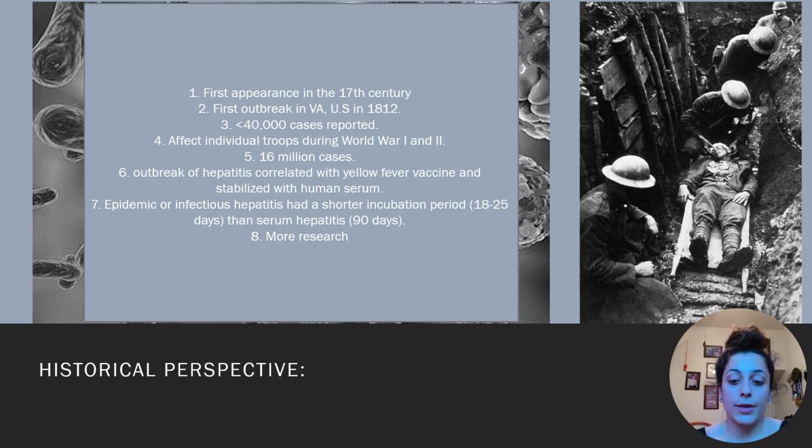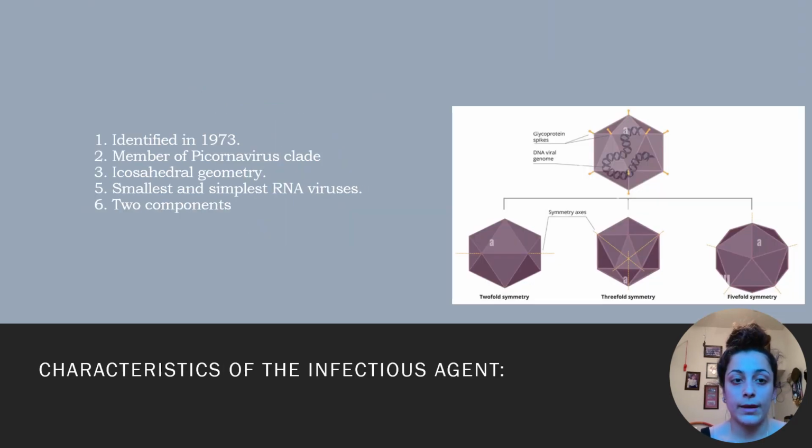The researchers found that one form of hepatitis had a shorter incubation period of around 18 to 25 days than another form, which had a longer incubation period of around 90 days. And so the studies revealed that some soldiers who had immunity to hepatitis were still able to develop a second infectious hepatitis. And the findings ultimately led to the development of the terms hepatitis A, which was previously known as infectious hepatitis, and then hepatitis B, which was previously known as serum hepatitis.